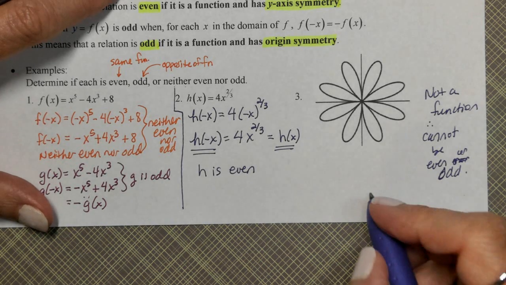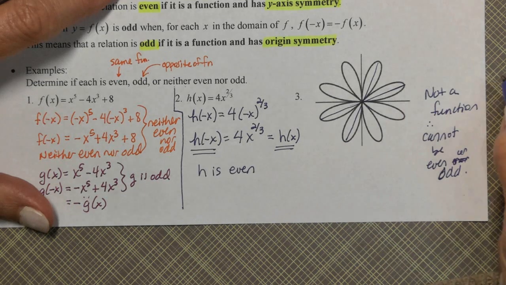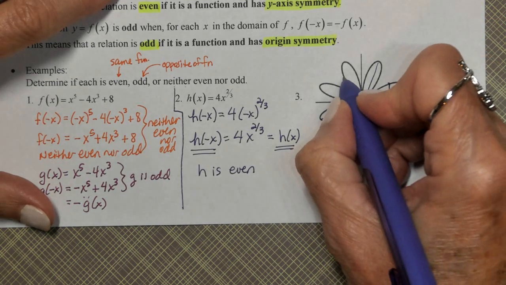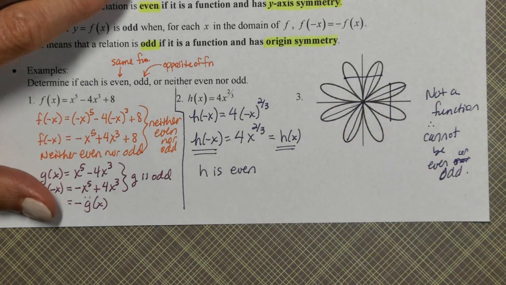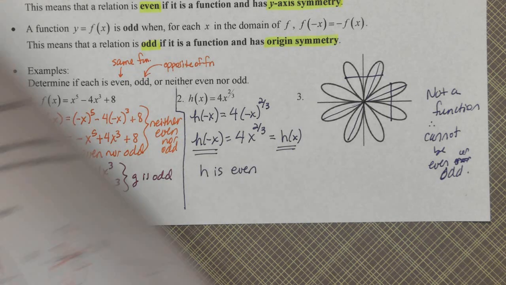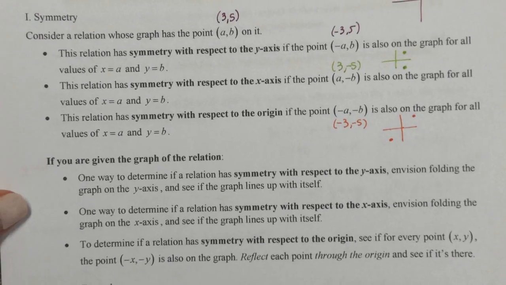Alright, even though it has origin symmetry, it also has x-axis symmetry. It also has y-axis symmetry. It has every kind of symmetry. But it is not even or odd because it's not even a function. Okay, that is even and odd functions, and x-axis, y-axis, and origin symmetry.